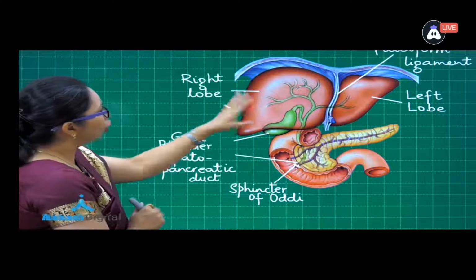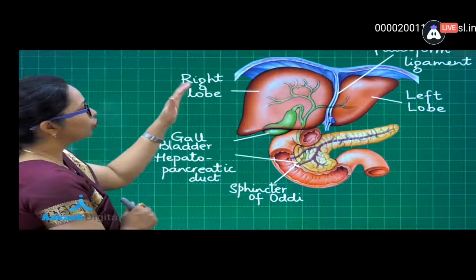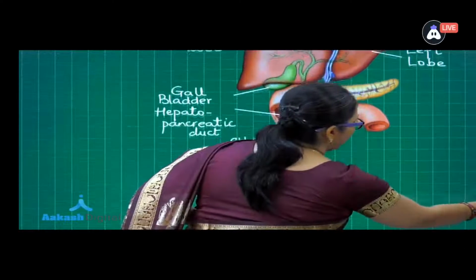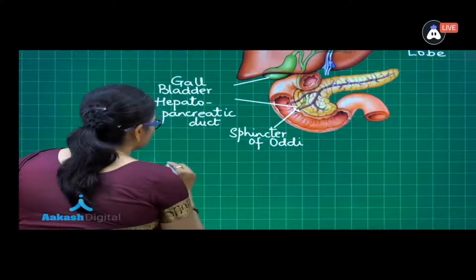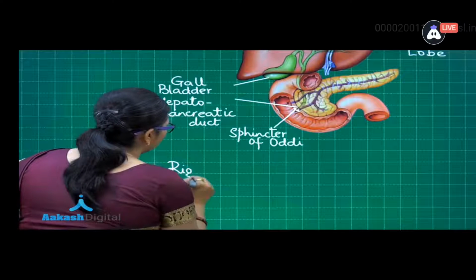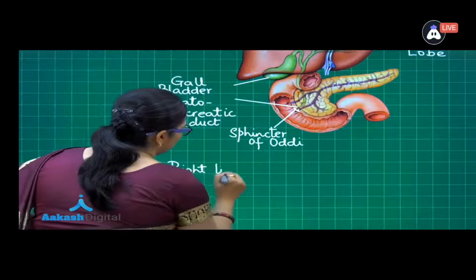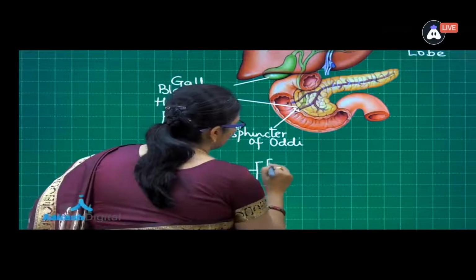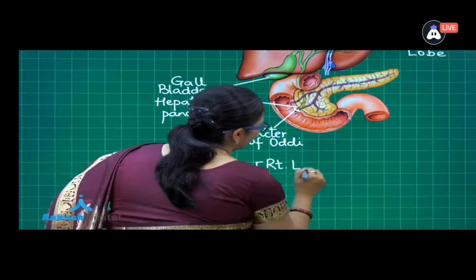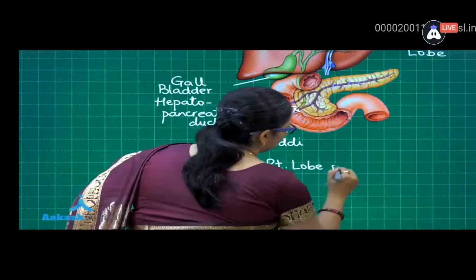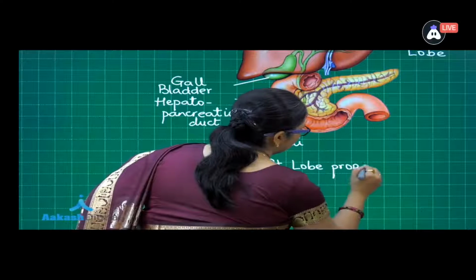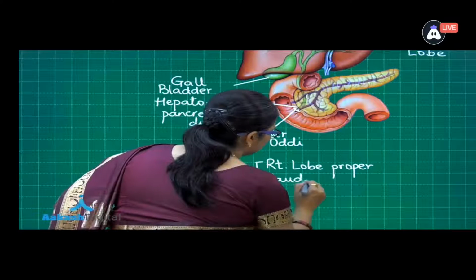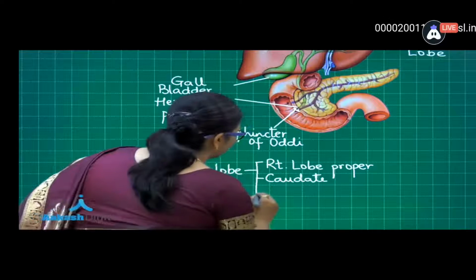Then this right lobe is further divisible into three lobes, and those are named right lobe proper, caudate and quadrate. So this right lobe is divisible into three, and these are right lobe proper, caudate and quadrate.